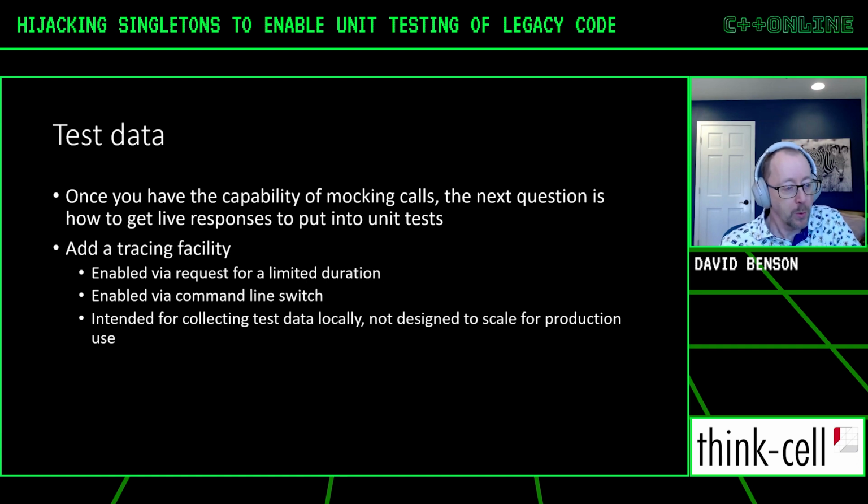So what we did is we have an interface for applications, which enables tracing. So we can make a request and say, turn on tracing for 5 minutes, after which the tracing will get turned off. You can also have it enabled via command line switch to get all that data, which is loaded at application startup time. And this is intended for collecting data locally, so I didn't make it particularly sophisticated.